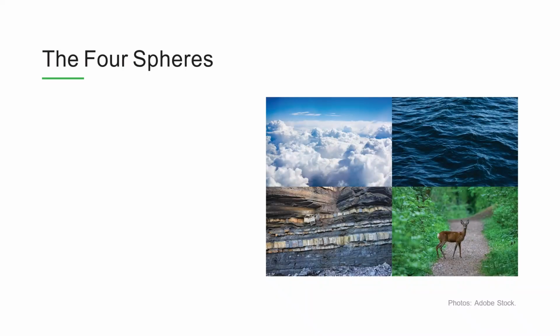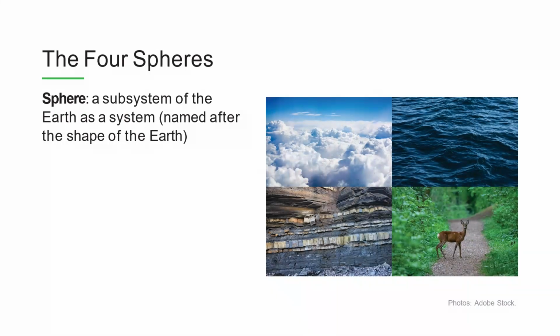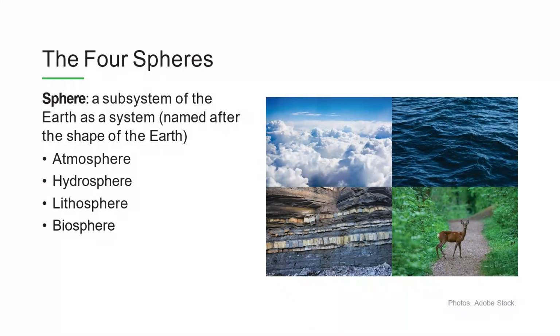A sphere refers to a subsystem that makes up part of the Earth. They're named after the shape of the Earth, a round object. And scientists use this metaphor a lot for different systems, but the four big ones we tend to focus on in introductory physical geography courses are the atmosphere, the hydrosphere, the lithosphere, and the biosphere. We're going to go over them briefly now, but just remember we'll go a lot more in detail in the coming weeks.